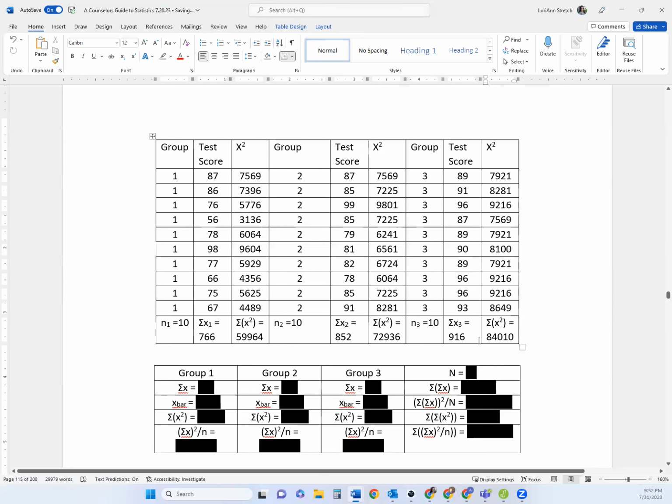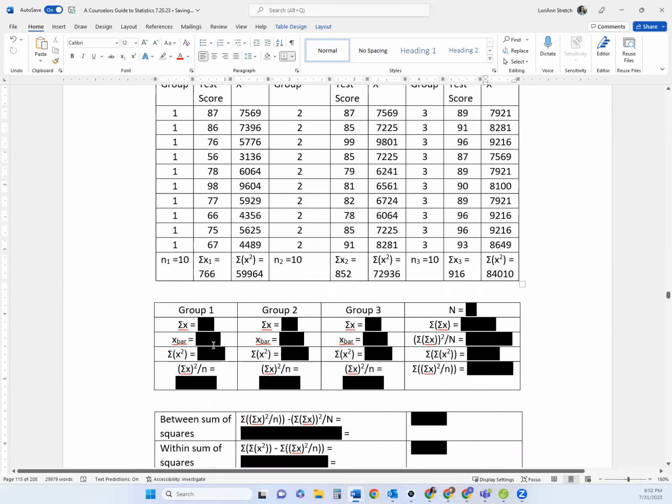I love doing these in charts because it makes this whole next part much easier. So the sum of X for group 1 is right here, and I'm just going to bring that down. X bar, I'm going to calculate the mean for this, which is the total of the scores divided by my n. That's pretty easy to do. I'm basically taking this and dividing it by 10, and that gives me my mean.